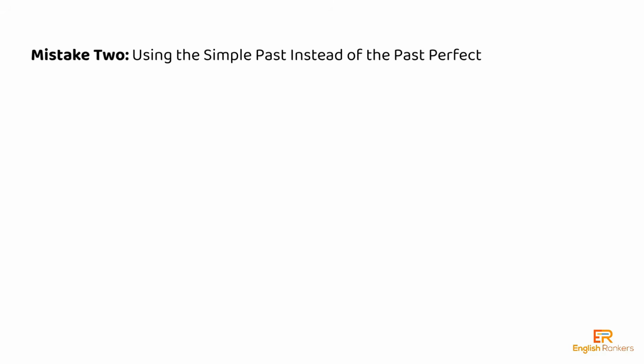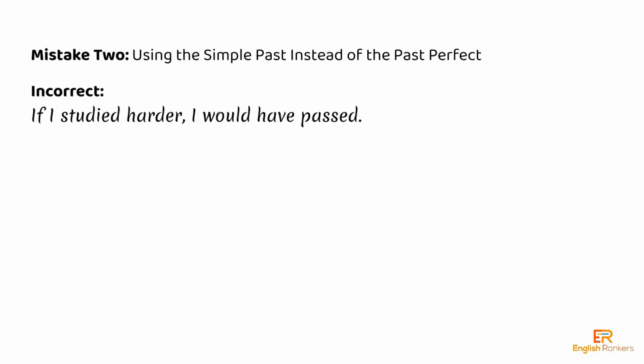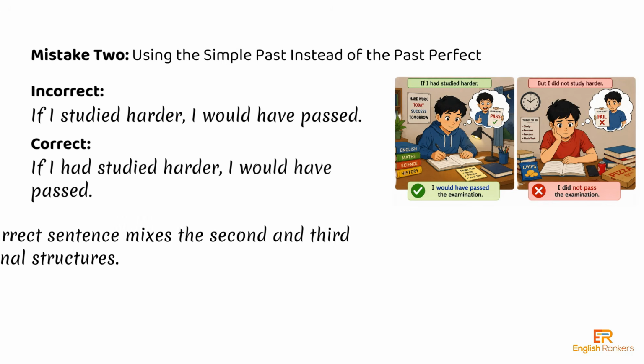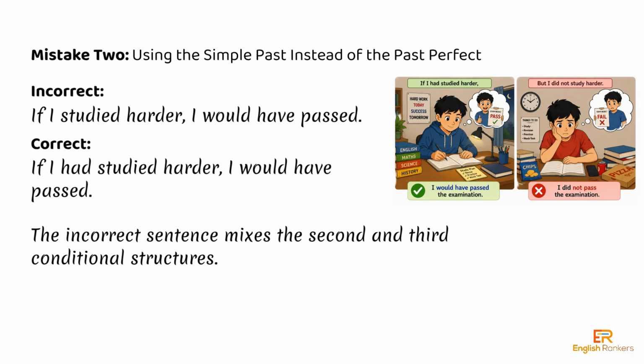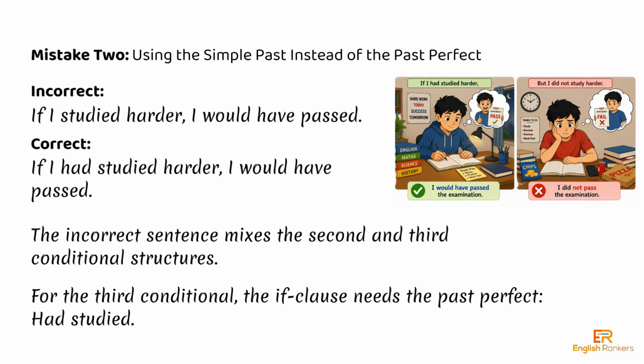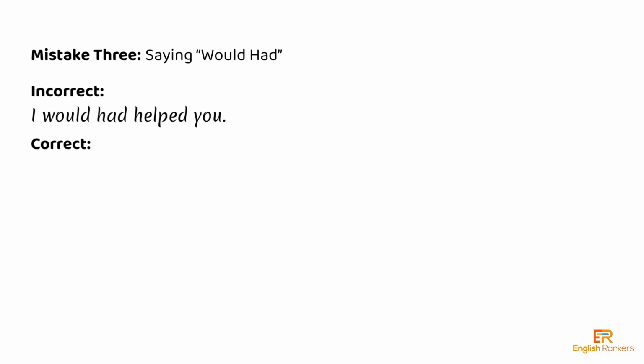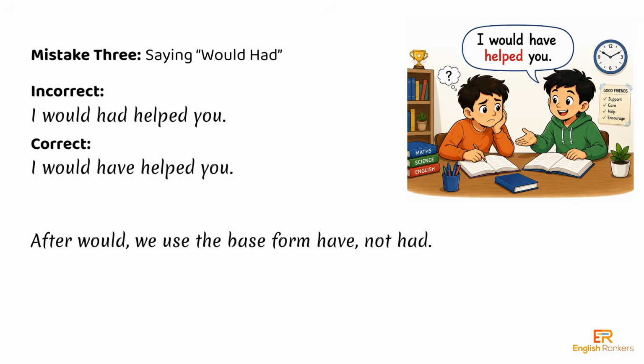Mistake 2. Using the simple past instead of the past perfect. Incorrect: If I studied harder, I would have passed. Correct: If I had studied harder, I would have passed. The incorrect sentence mixes the second and third conditional structures. For the third conditional, the if clause needs the past perfect: had studied. Mistake 3, saying would had. Incorrect: I would had helped you. Correct: I would have helped you. After would, we use the base form have, not had.